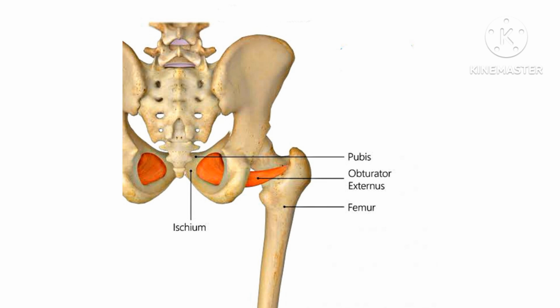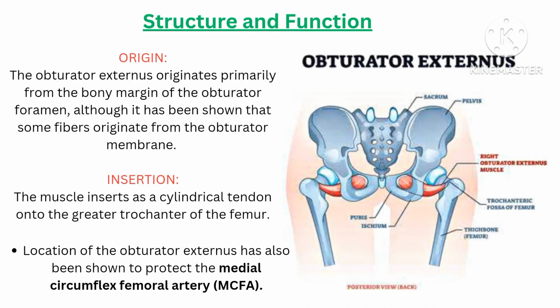They are both considered a part of the muscle group that externally rotates the hip along with gemellus superior and inferior, piriformis, and quadratus femoris. Structure and functions. Obturator externus and internus are bilateral triangular-shaped muscles originating in the pelvis and inserting onto the greater trochanter of the femur. The obturator muscles work synergistically with surrounding muscles to provide hip mobility.